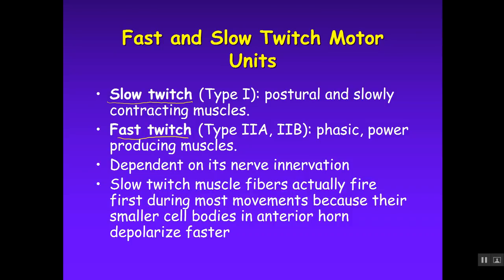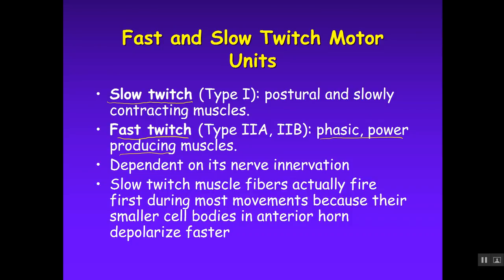Fast twitch muscle fibers are also known as type 2A and 2B, okay? We're not going to get into it, there are also some other types out there that people have started to look at, but just know that they're fast twitch and they're classified as type 2s, an A and B. And these are the phasic, more power-producing muscles. So when you need to move quickly, with big amplitude, or make quick and powerful movements, generating force in a small amount of time, those are the fast twitch fibers, okay?